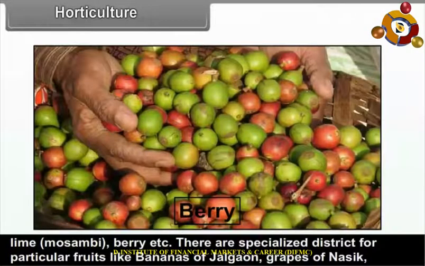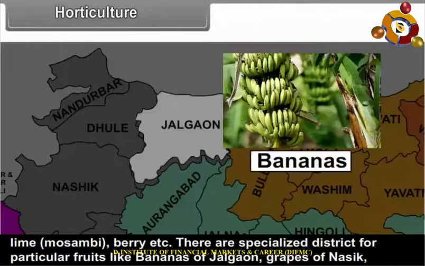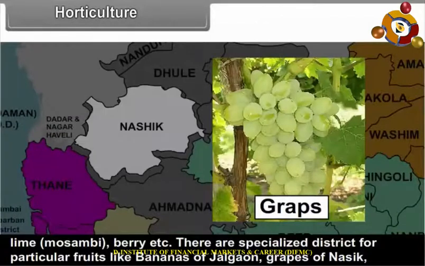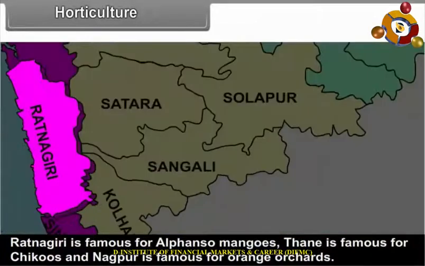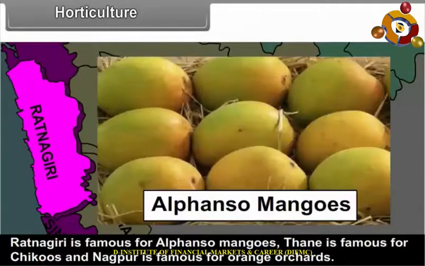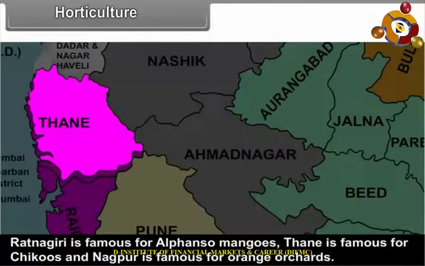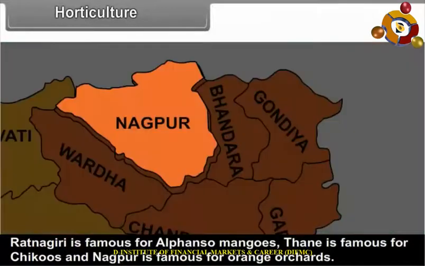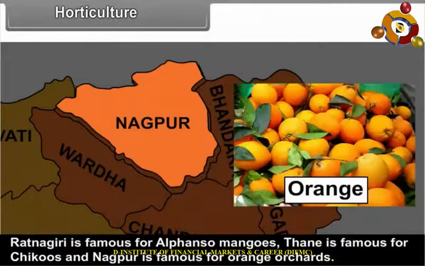There are specialized districts for particular fruits, like bananas of Jalgaon, grapes of Nasik. Ratnagiri is famous for Alfonso mangoes. Thane is famous for chikus and Nagpur is famous for orange orchards.